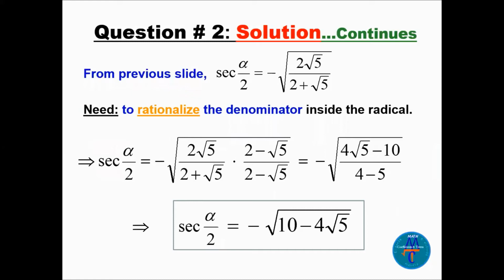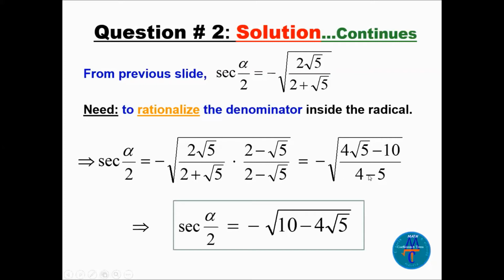Okay, let's see now. This is the secant of alpha over 2, minus, from the previous slide. I multiply up and down by the conjugate of 2 plus square root of 5. This one we call the conjugate. And the whole process we call rationalizing. So you multiply 2 times 2 square root of 5, which will be 4 square root of 5. Square root of 5 times square root of 5 will be 5, and the 2 will be minus 10. This one is the difference between two squares. 2 times 2 is 4 minus square root of 5.